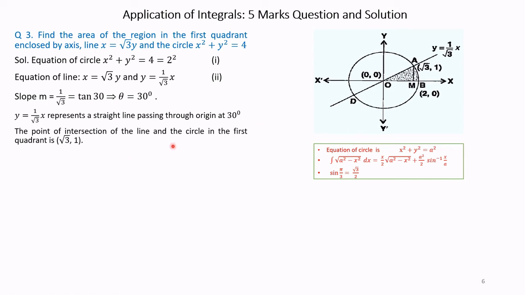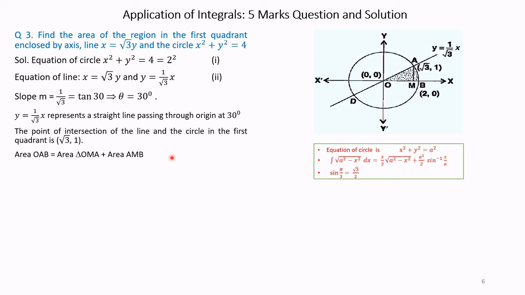The point of intersection of the line and circle in the first quadrant is root 3 and 1. So if you put x is equal to root 3 in this equation of the line, root 3 gets cancelled and y will be equal to 1.